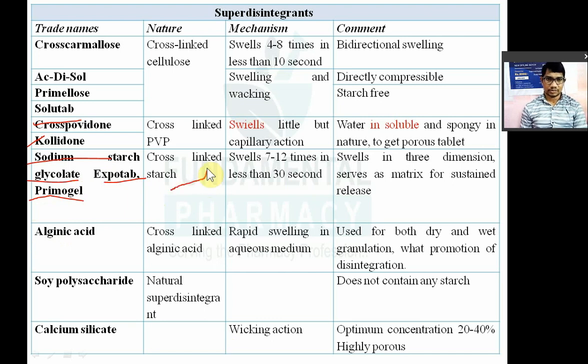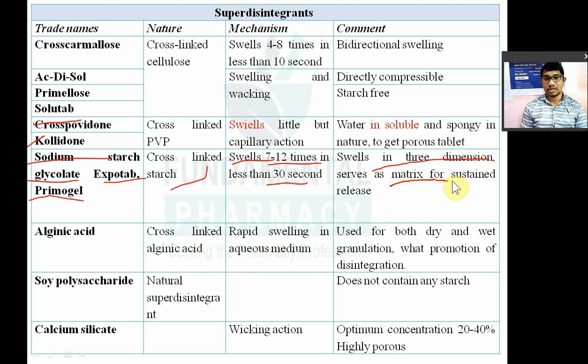Now, when this tablet containing sodium starch glycolate or Explotab or Primogel comes in contact with the gastric juice, it will swell. It will swell 7 to 8 times in less than 30 seconds. Swelling हो गया मतलब bursting होता है बाद में. So it will release the drug in 30 seconds. Swells in 3 dimensions and serves as a matrix for sustained release.